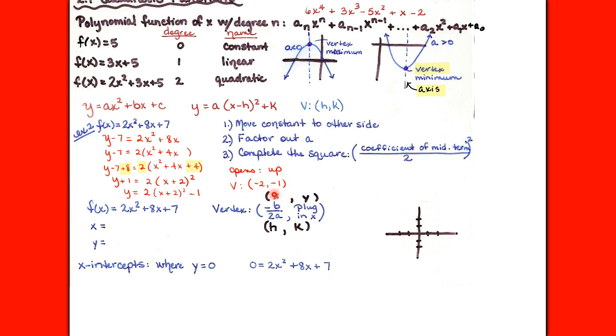Okay, so now I have my vertex. I know that this opens up. I also could say, okay, since there's a 2 out in front of here, I know that there's going to be a vertical stretch by a factor of 2. But that's pretty much all I know. In all of that work that I just did, that's all I got from it.